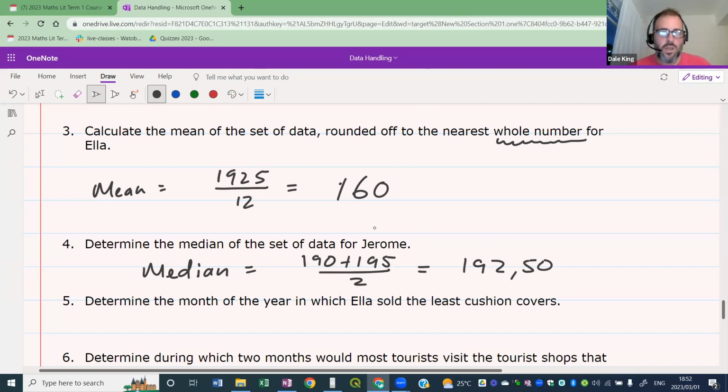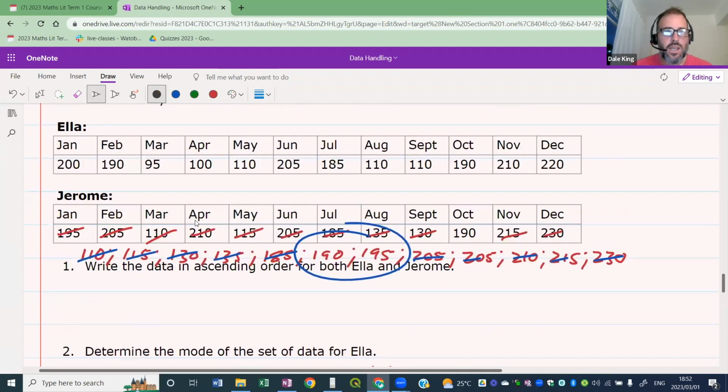Determine the month of the year in which Ella sold the least amount of cushions. The least amount of cushions. The smallest amount of cushions. Now, if it's in order, it's really easy to see. But it's not in order. So we're just going to have to eyeball the data set. Now we've got hundreds everywhere. We've got either 200 or 100 everywhere, but we only have a 90 over there. So that looks like the smallest one, hey?